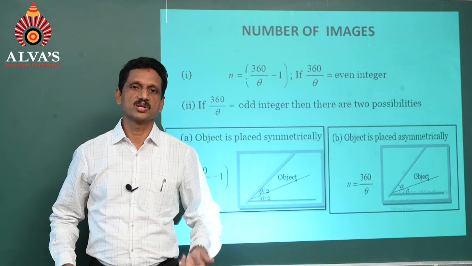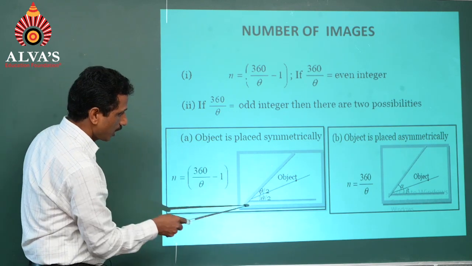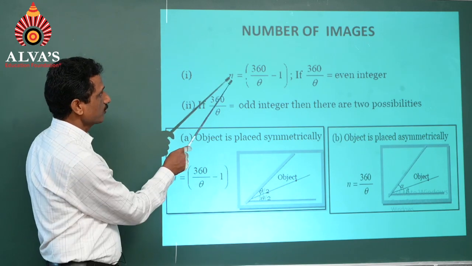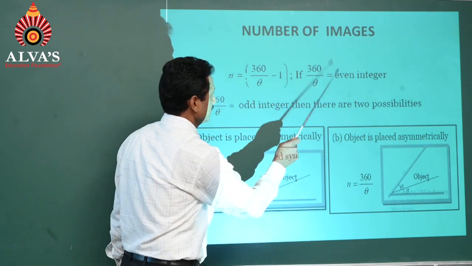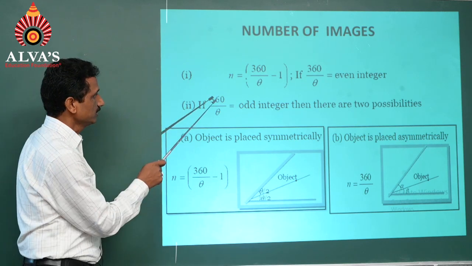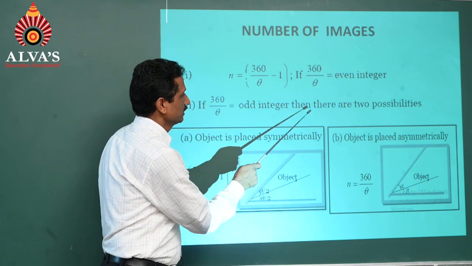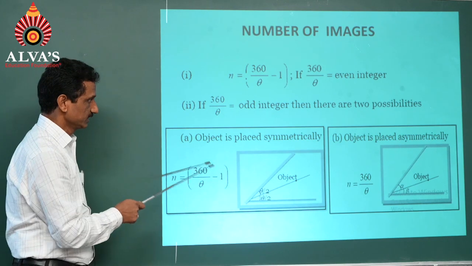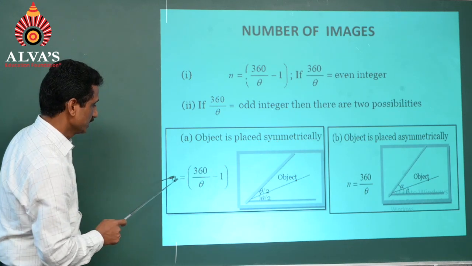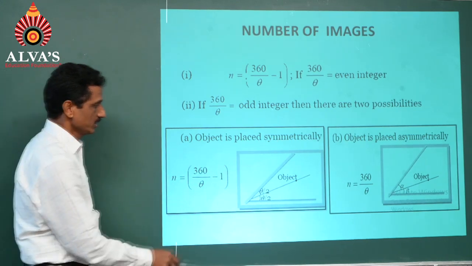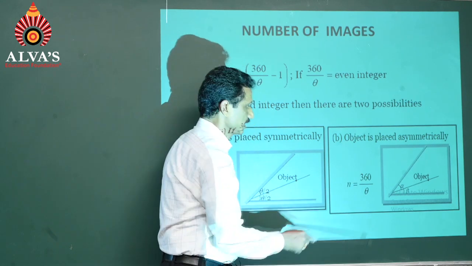Once again, I will give some information about reflection through plane mirrors. For example, if two mirrors are placed at an angle theta, then number of images n is equal to 360 by theta minus 1, if 360 by theta is an even integer. If 360 by theta is an odd integer, then there are two possibilities: if the object is symmetrically placed, then n is equal to 360 by theta minus 1, and if the object is placed asymmetrically, then n is equal to 360 by theta.